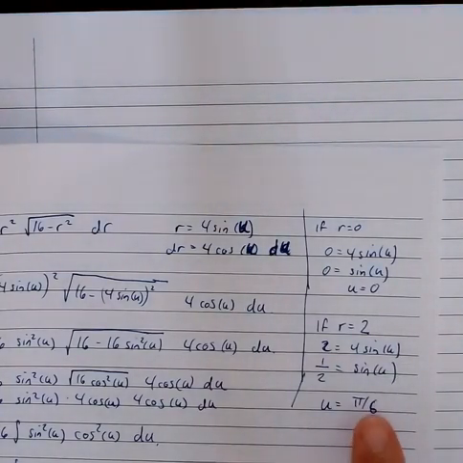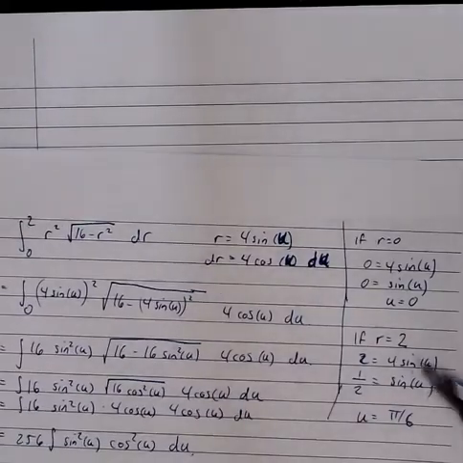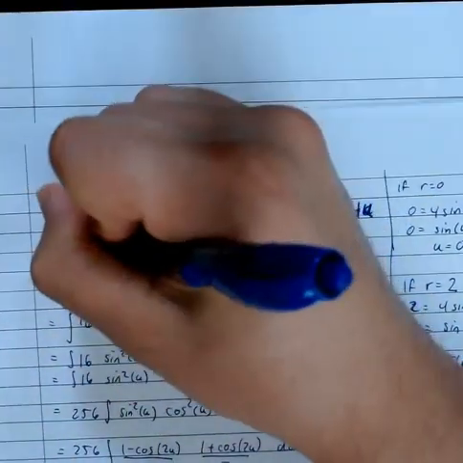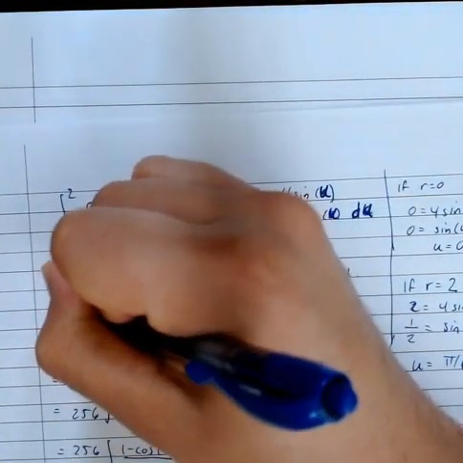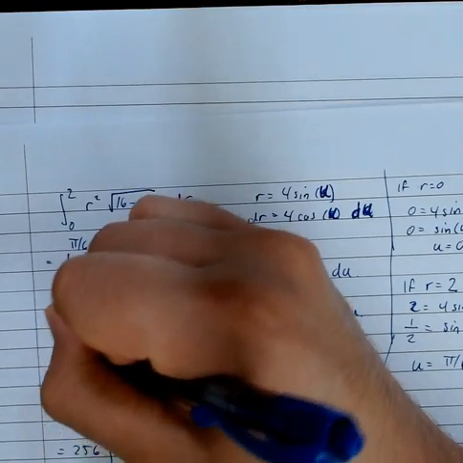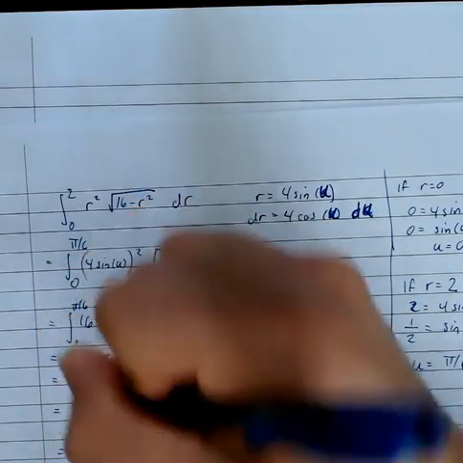All right, so instead of having r bounds from 0 to 2, I'm going to have u bounded from 0 to pi over 6. So that's from 0 to pi over 6, in all of these.